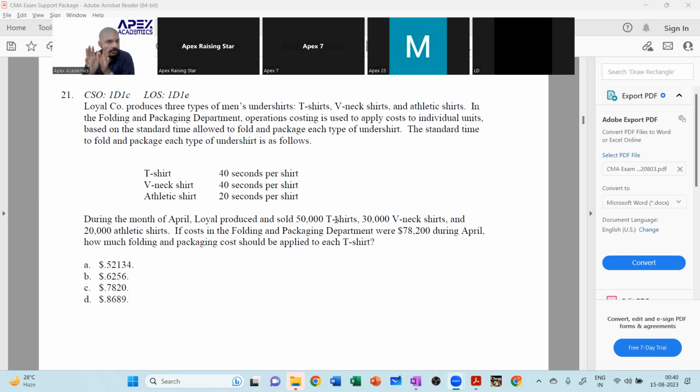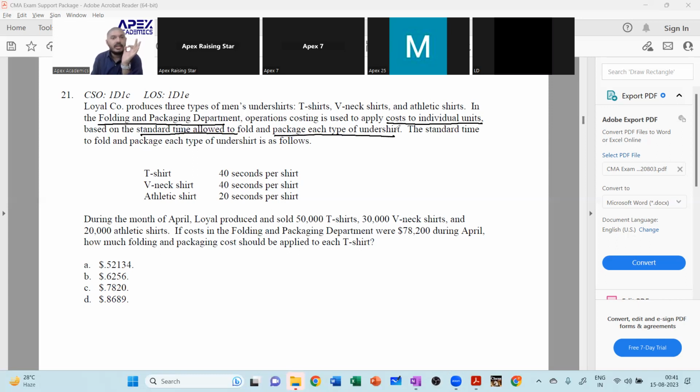You need labor for it. That is not the labor that makes the shirt. The labor that makes the shirt is different. Those are your tailors and your other guys. This is indirect labor. This is packaging cost. You have to put it in the box or whatever. Now you are calculating that packaging cost of folding the shirt.